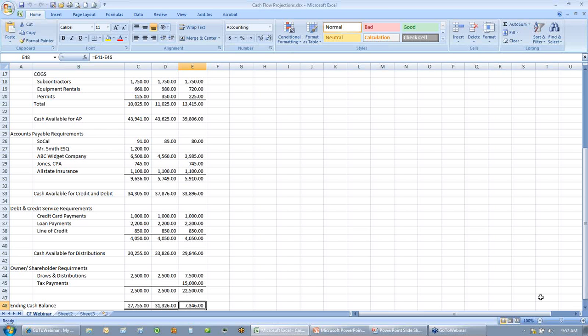So that's what a cash flow projection would help you with, to help you determine when your cash may go negative and you need an infusion, or when you're going to have a lot of cash coming in and you need to put some aside for expenses that will come at a later time.